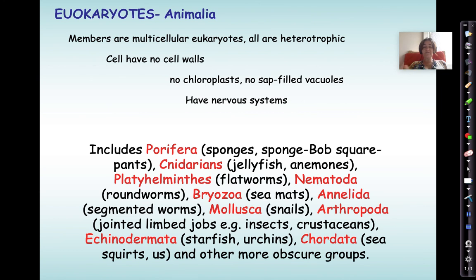So what do we have in there? We have sponges and jellyfish, flatworms and roundworms, sea mats and segmented worms, snails and arthropods, starfish, and then chordates. Chordates are all the things with the backbones, and other many more obscure groups.